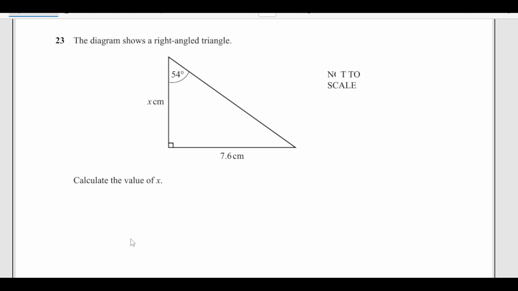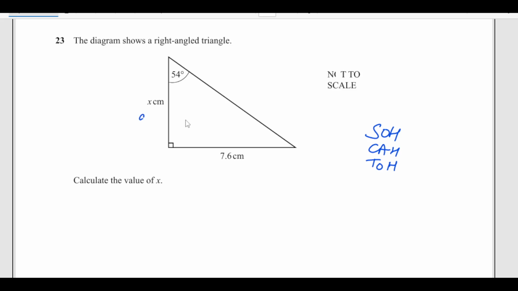So let's do this final question here. The diagram shows a right angle triangle. Calculate the value of x. It's easy, we can use SOHCAHTOA here. You know what SOHCAHTOA is, right? So this is the angle here.